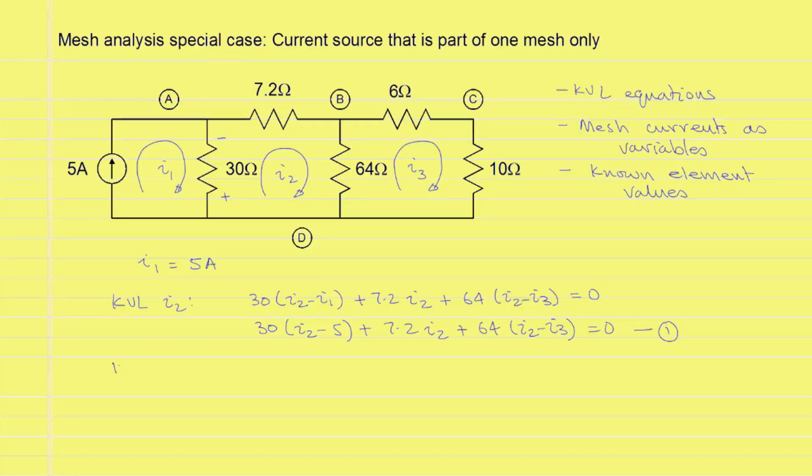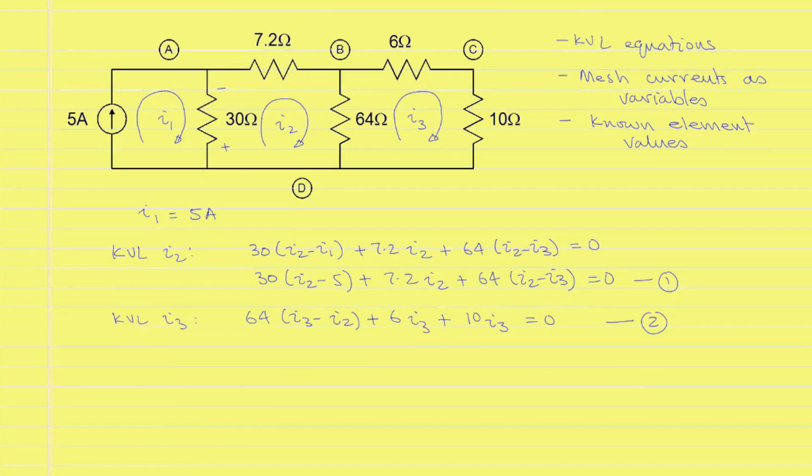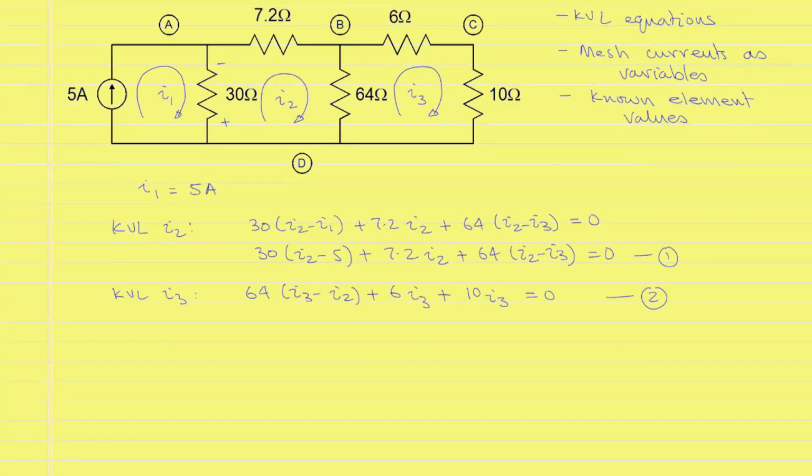KVL for the mesh I3 will give us a voltage drop of 64(I3 - I2) plus a voltage drop of 6 I3 plus a voltage drop of 10 I3, and this is equal to 0 to satisfy KVL. This will be the second equation that we consider. This gives us two equations in two unknowns, and we can solve for I2 equal to 3 amperes and I3 equal to 2.4 amperes.